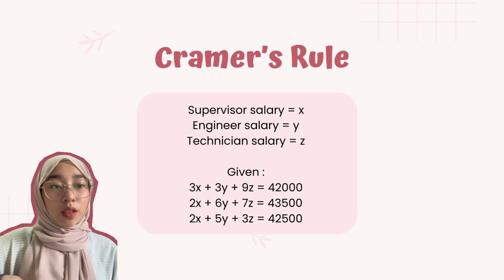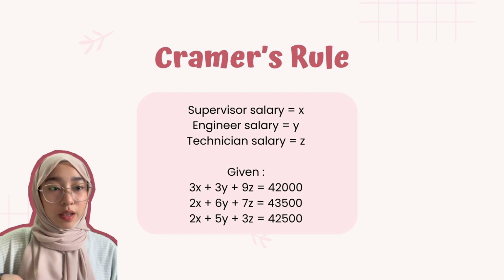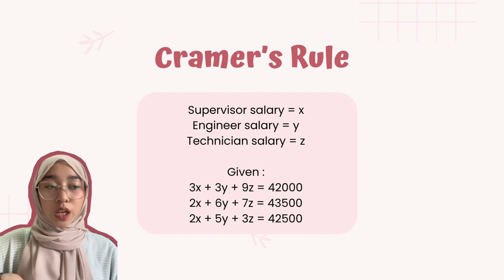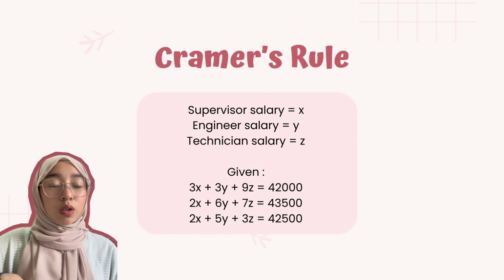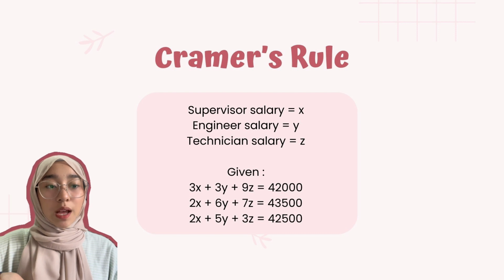So we have 3 different equations, which is supervisor salary for the X, engineer salary for Y, and technician salary for the Z. So we are given 3 different equations, which is 3x plus 3y plus 9z equals to 42,000. And the second one is 2x plus 6y plus 7z equals to 43,500. And the last one is 2x plus 5y plus 3z equals to 42,500.